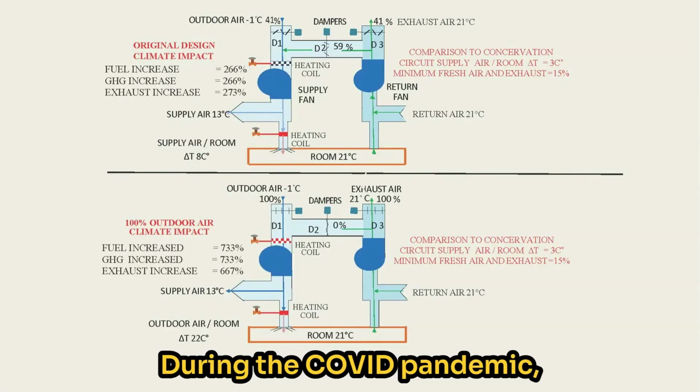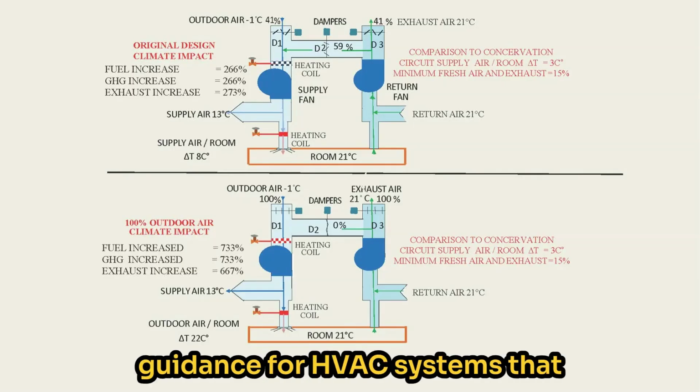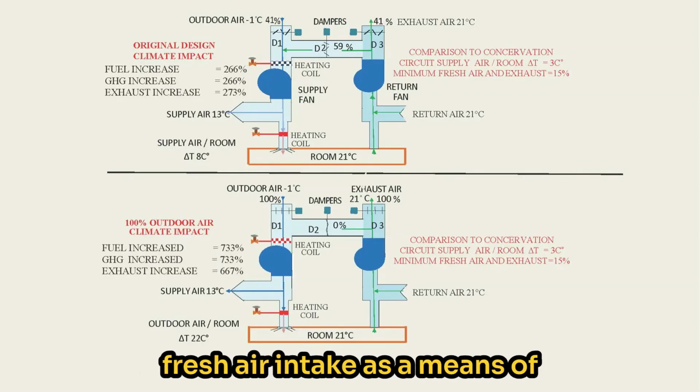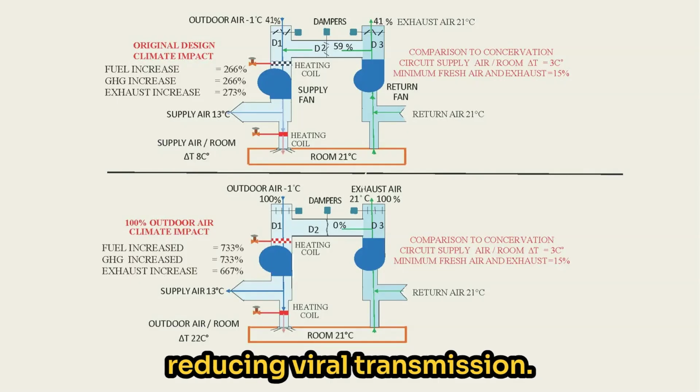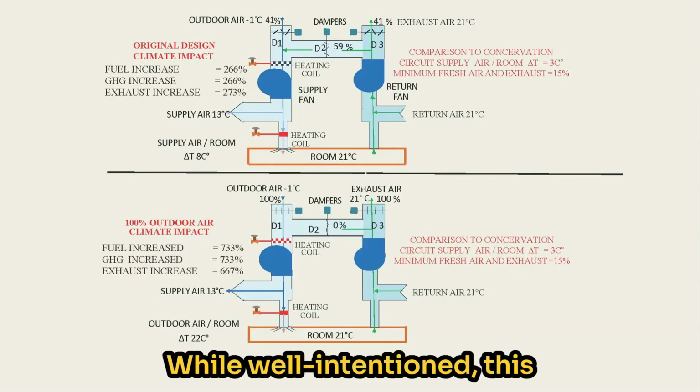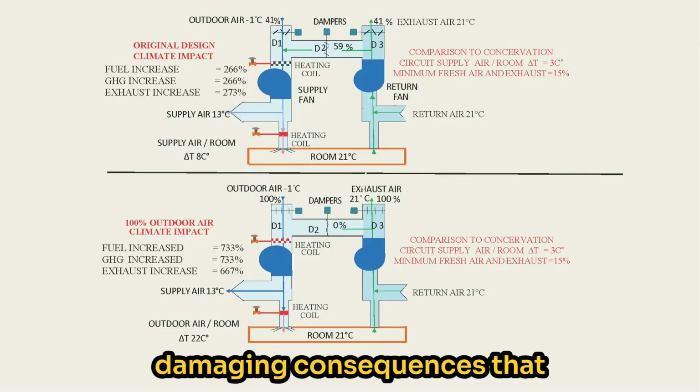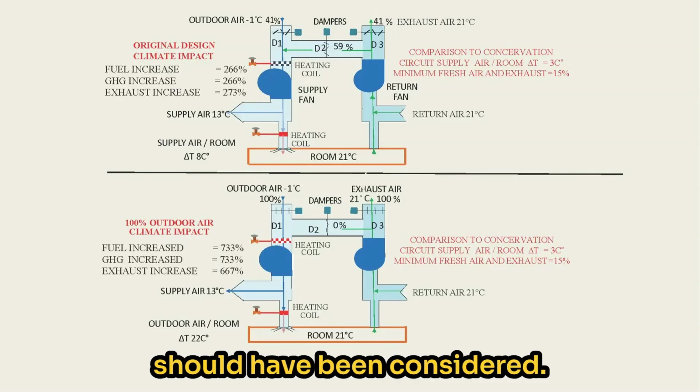During the COVID pandemic, authorities issued ventilation guidance for HVAC systems that focused primarily on increasing fresh air intake as a means of reducing viral transmission. While well-intentioned, this approach failed to account for several significant and damaging consequences that should have been considered.